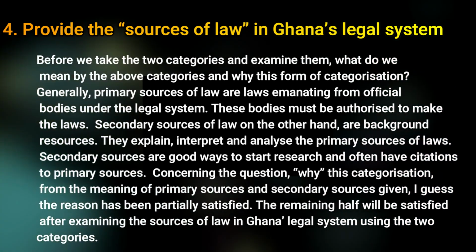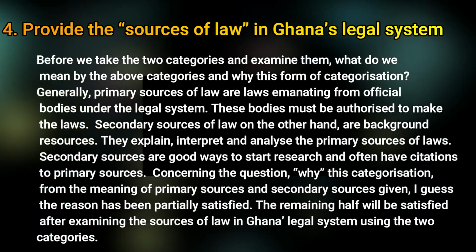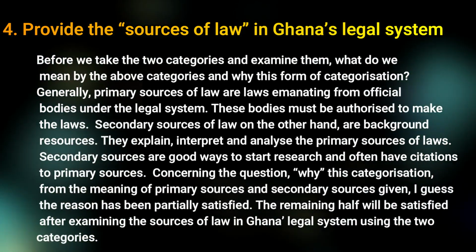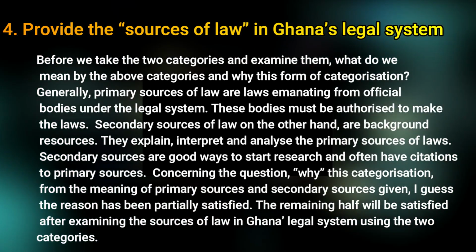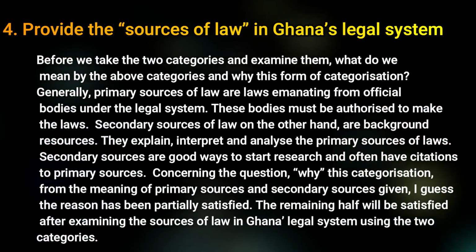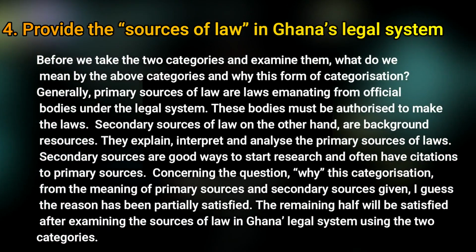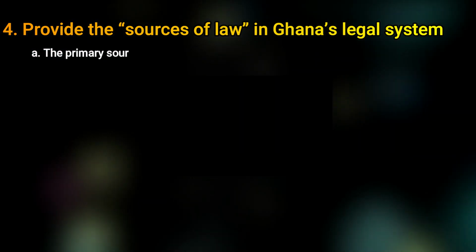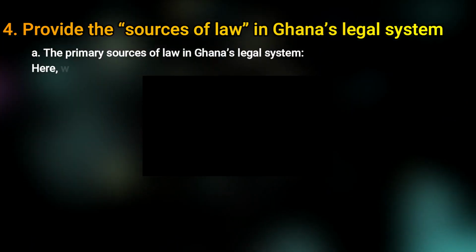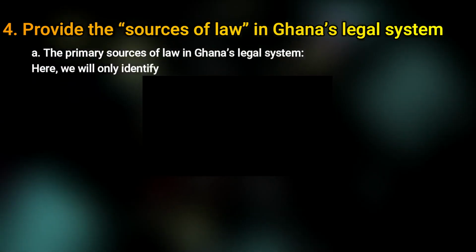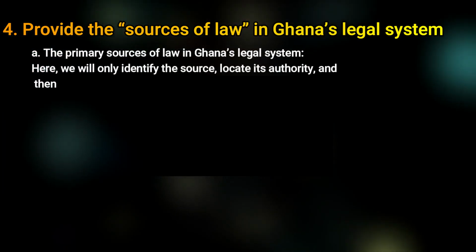Concerning the question, why this categorization? From the meaning of primary sources and secondary sources given, I guess the reason has been partially satisfied. The remaining half will be satisfied after examining the sources of law in Ghana's legal system using the two categories. A. The primary sources of law in Ghana's legal system. Here, we will only identify the source, locate its authority, and then cite examples.